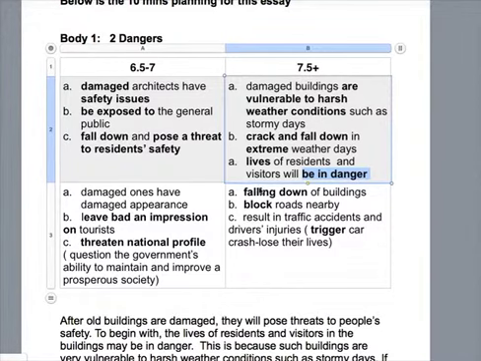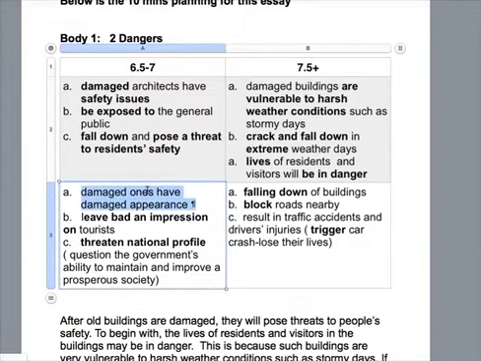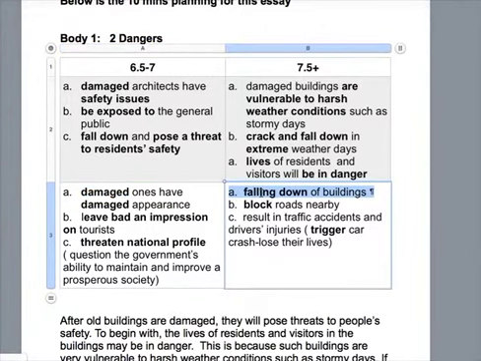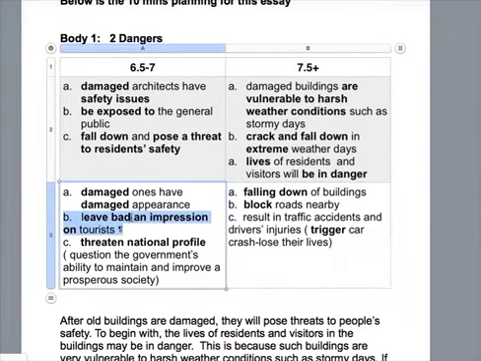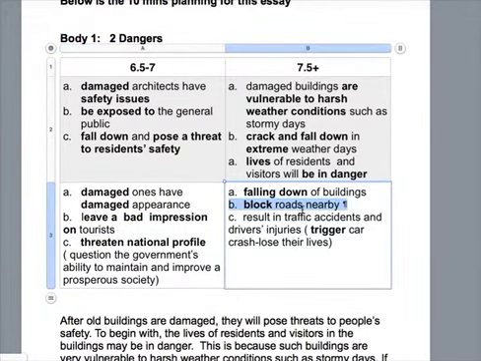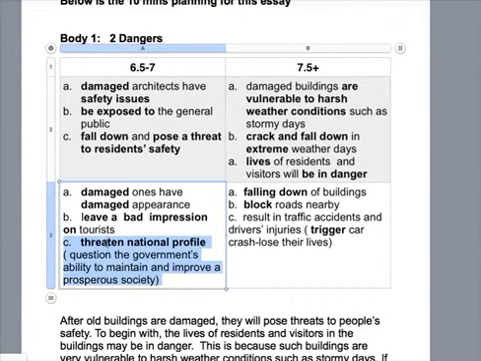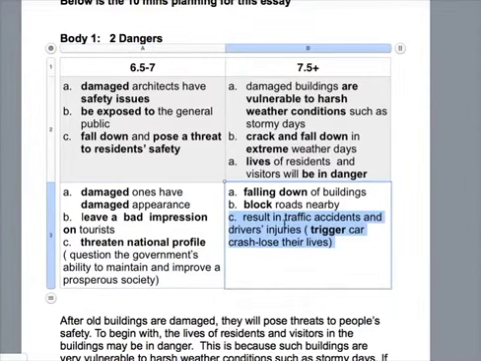Okay, next one. 6.5. Damaged buildings have damaged appearance. Have a look. Too many damages here. Whereas I used falling down of buildings. Very short and concise. Leave a bad impression on tourists. Well, this phrase is really good. I put block roads nearby. Next one, threaten national profile. I put resulting traffic accidents and drivers' injuries.